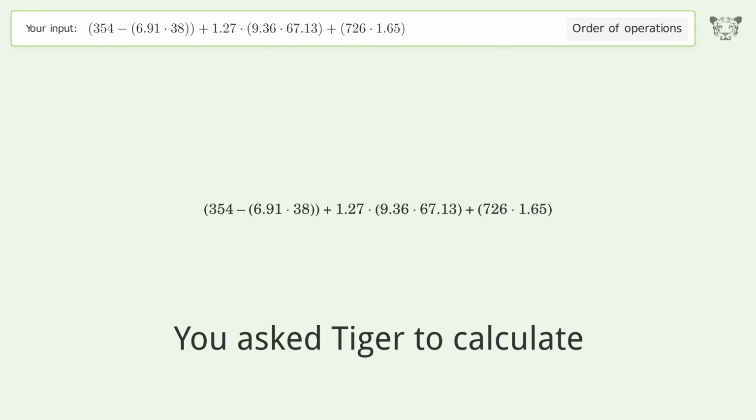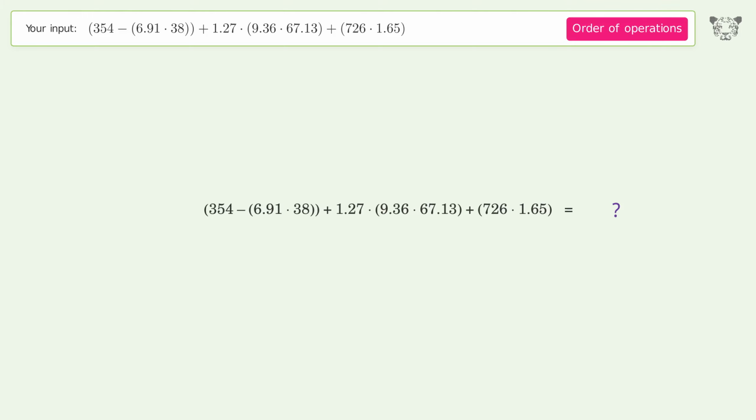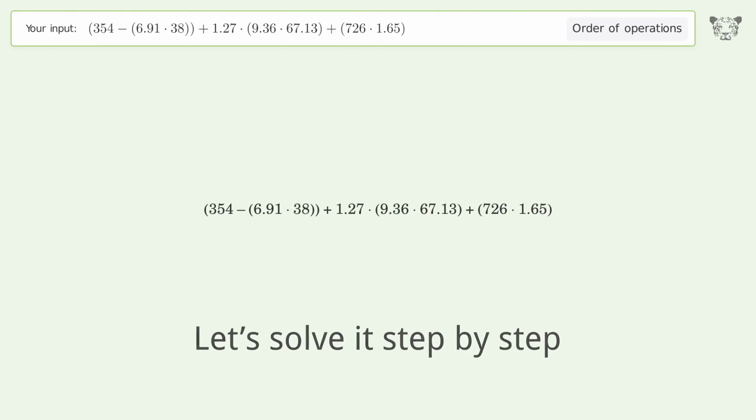You ask Tiger to calculate. This deals with the order of operations. The final result is 2087.308. Let's solve it step by step.